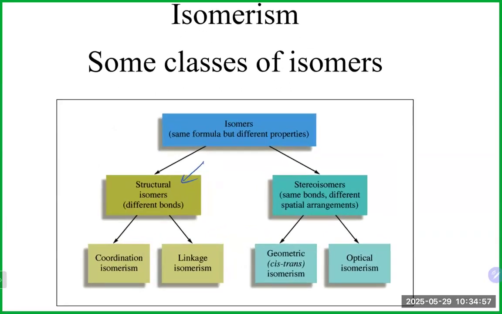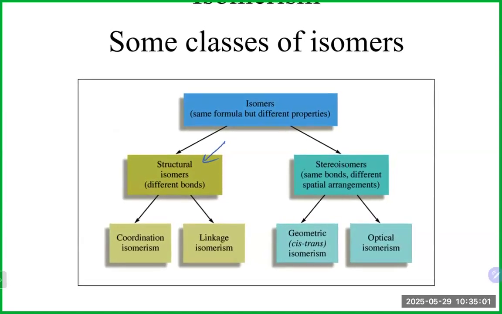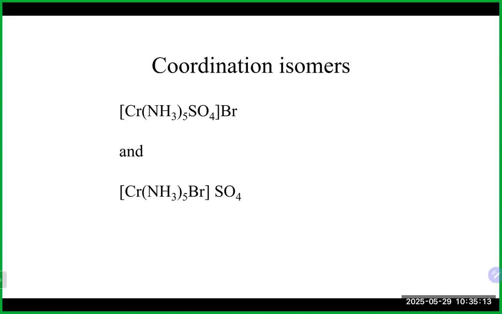There's a few different types of isomers. There's structural isomers, which can be coordination or linkage isomers. We're going to talk about each of these in a second. Stereoisomers have the same bonds, but different spatial arrangements of these bonds. That could give rise to a cis or a trans isomer or an optical isomer. So let's take a look at a couple of these here.